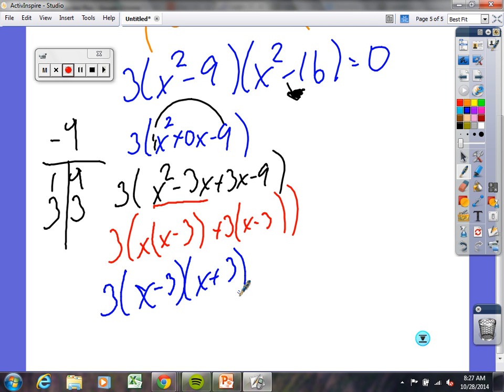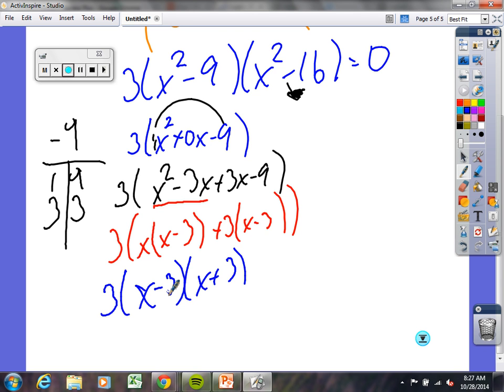Okay, can you guys see what happened here? What's the square root of x squared? X. What's the square root of 9? These are called the difference of squares. See how they're the exact same thing except for a plus and a minus, which are called conjugates. Conjugates are just the exact same expression except the middle number changes.